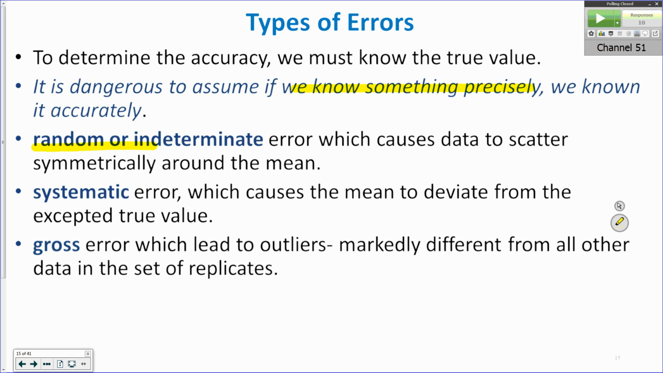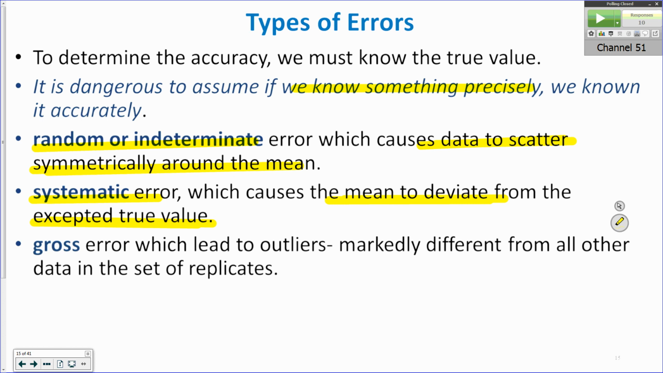The random error, also called the indeterminate error, causes symmetrical scattering around the mean. You cannot avoid this. It's going to happen. It's the minor imperfections of the world, of your measuring equipment, of you as the analyst, and everything else. The other type of error, which causes a decrease in accuracy, is a systematic error. It causes the mean to deviate from the true value. We just need to understand the difference in those 2 things.